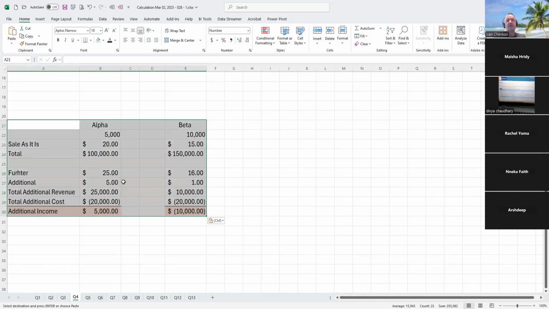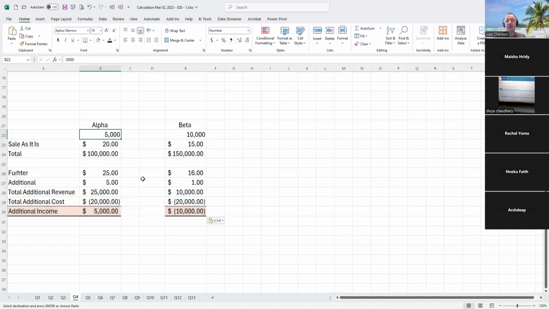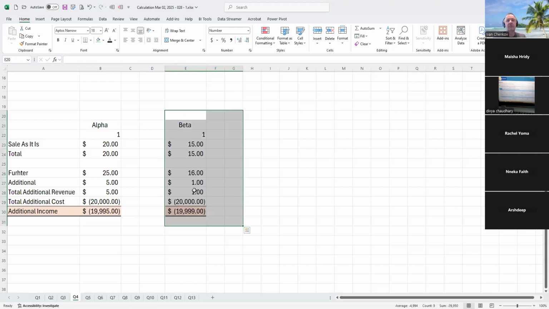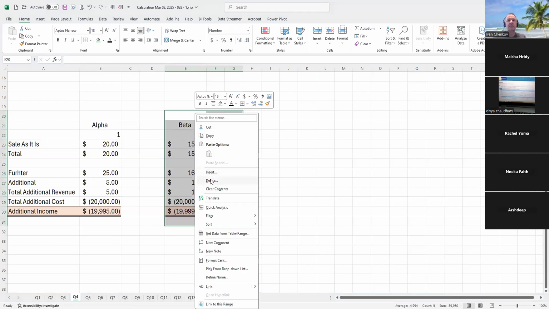Imagine you have an apartment to sell, right? You have one apartment, and here you have one apartment. You can sell it as it is. Actually, we don't need this one. Anyway, I'm gonna leave it, but technically we don't need it. Let's get rid of this.